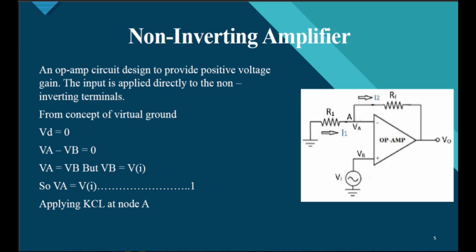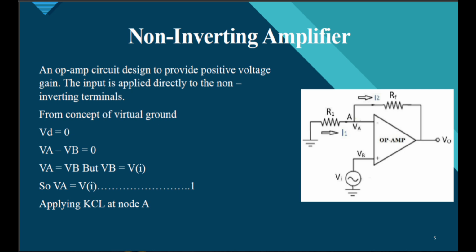Non-inverting amplifier. The circuit diagram is shown below. As Vb positive has an input voltage Vi, and negative is connected to the ground with the resistance R1, having input current I1 with the feedback resistance Rf with input current I2, having output voltage V0. So an op-amp circuit is designed to provide a positive voltage, when the input is applied directly to a non-inverting terminal. From concept of virtual ground, since Vd is 0, we can say Va minus Vb is 0. So we write Va is equal to Vb, but Vb is Vi, so Va is equal to Vi.